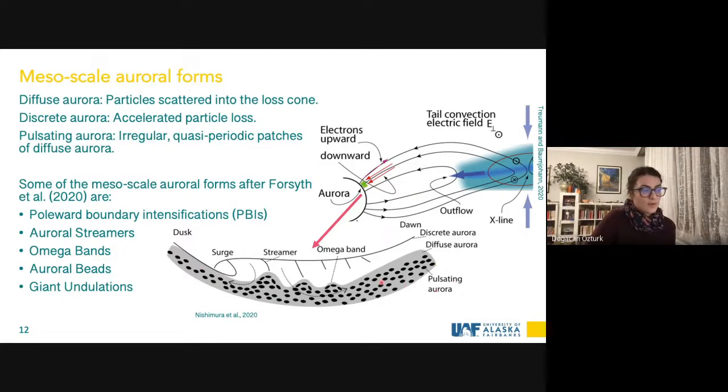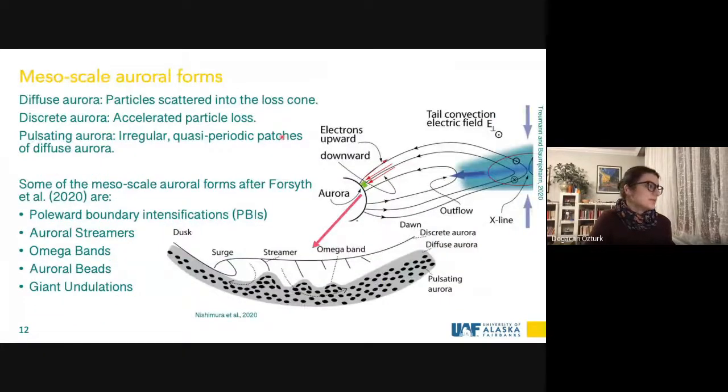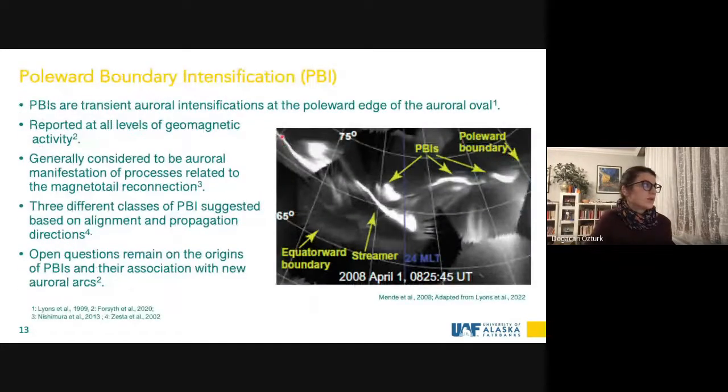You can see the pulsating aurora is located along the equatorward boundary, and it can form these omega-type bands, which also appear dim to the eye. In the discrete aurora, we have auroral streamers, poleward boundary intensifications, and again, the bead-type structures forming. Following the review of Colin Forsyth published in 2020, some of the most commonly seen mesoscale auroral types are identified as poleward boundary intensifications, auroral streamers, omega bands, beads, and giant undulations.